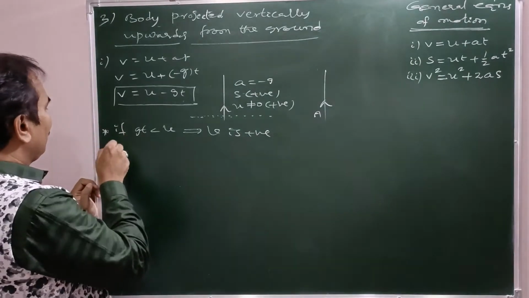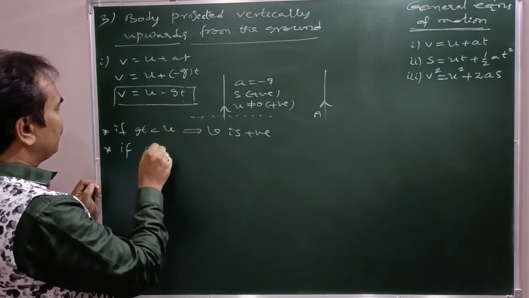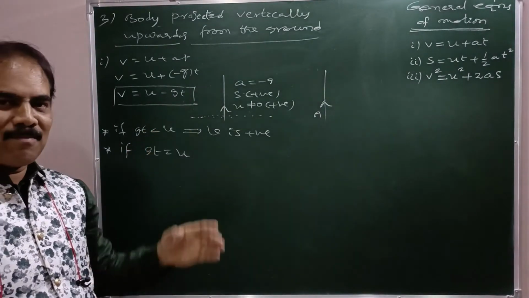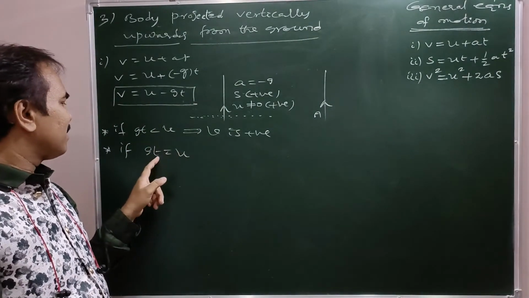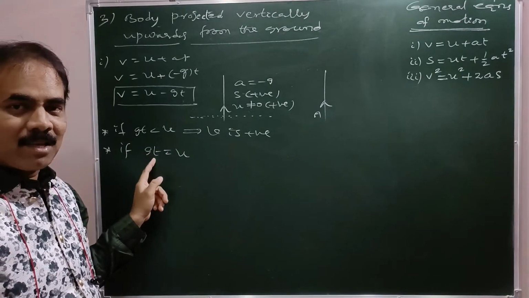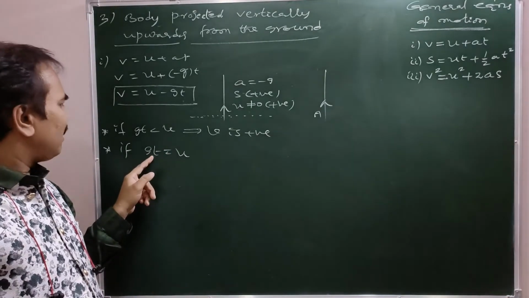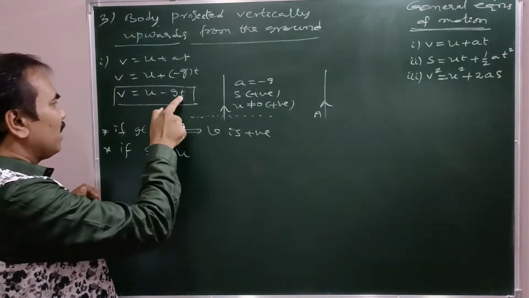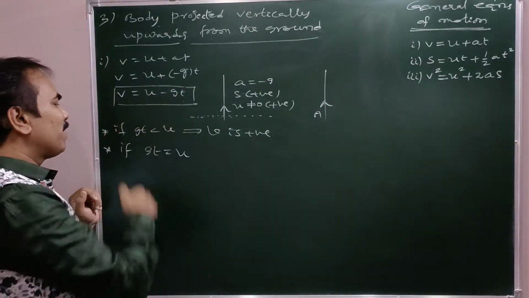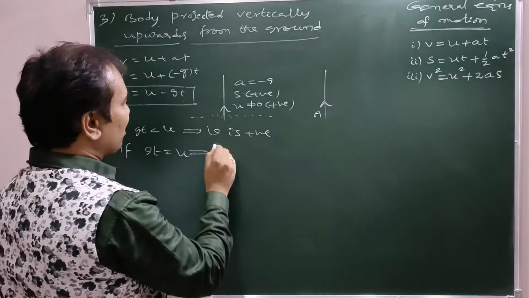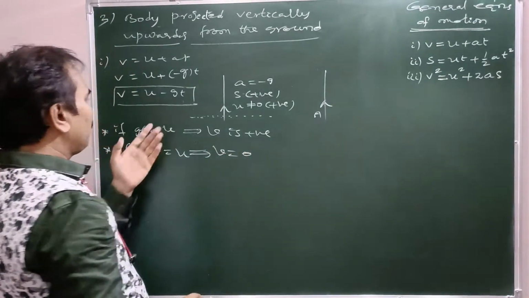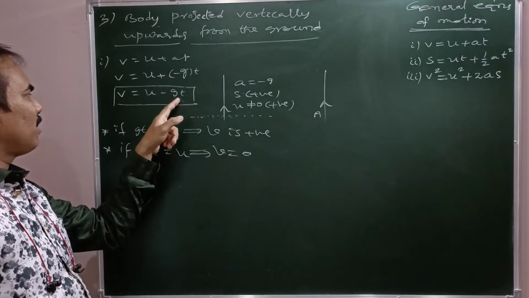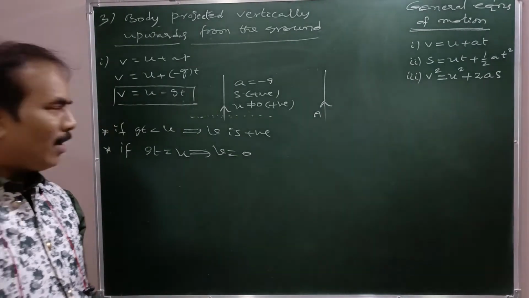Now if gt becomes u. As time goes on, what happens? t increases, then the product gt also increases. At some instant gt becomes equal to u. That is, if gt becomes u, then v becomes 0. What is the inference here? If gt becomes u, u minus gt cancel with each other, and we are left with v equal to 0.